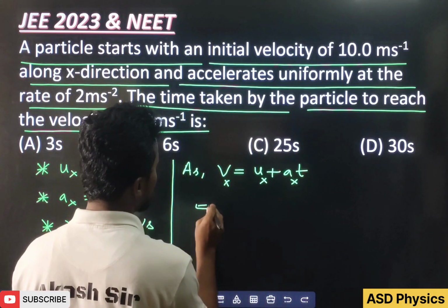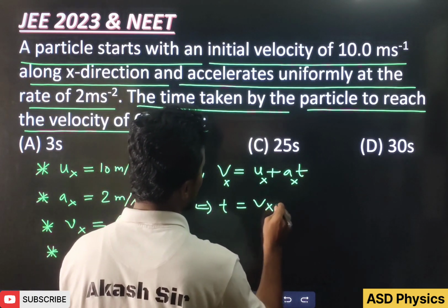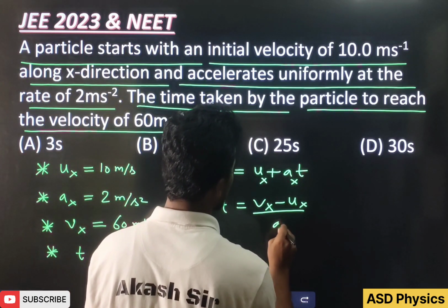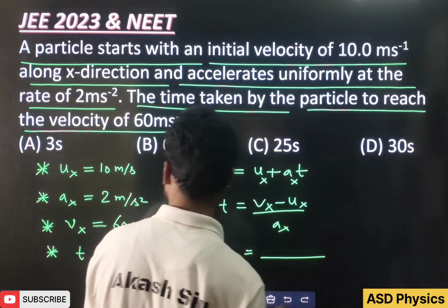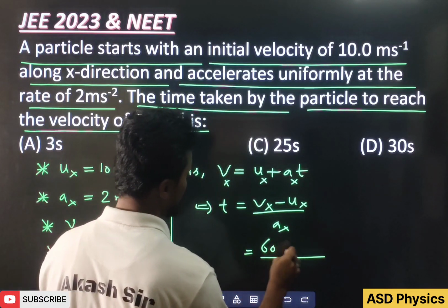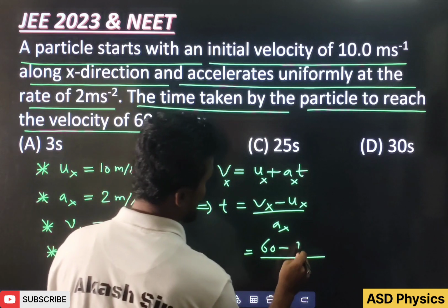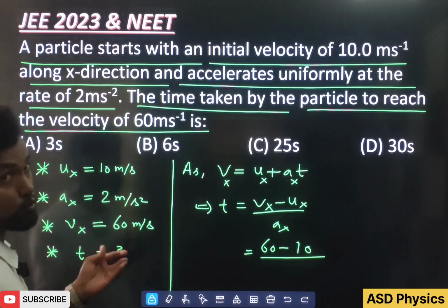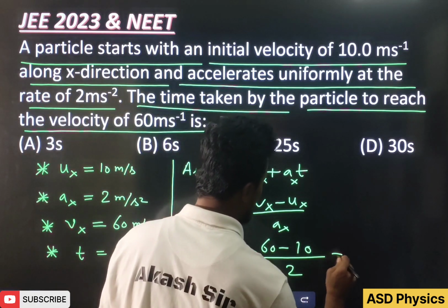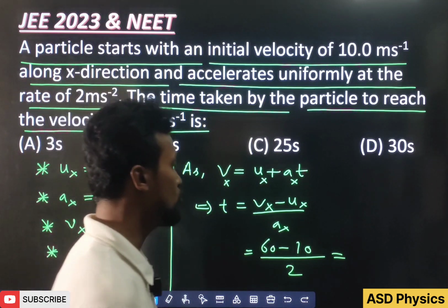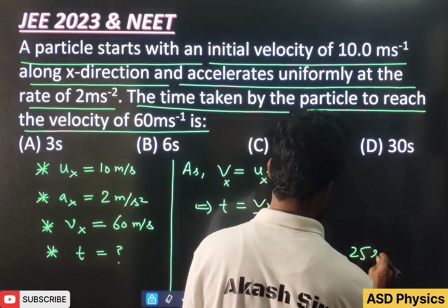Okay, so from here this T is given by (Vx minus Ux) by Ax. We'll put the value here. Vx means 60, minus Ux, how much here? 10. And Ax value, how much here? 2. Everything we put in SI. So 60 minus 10 means 50, by 2, and how much will it come to here? It will come to 25 seconds.